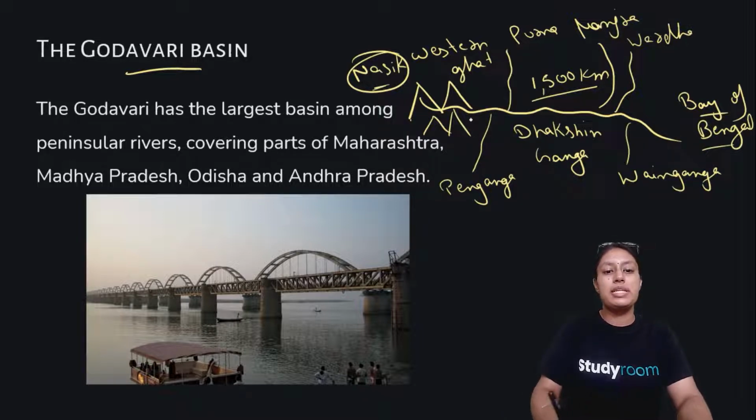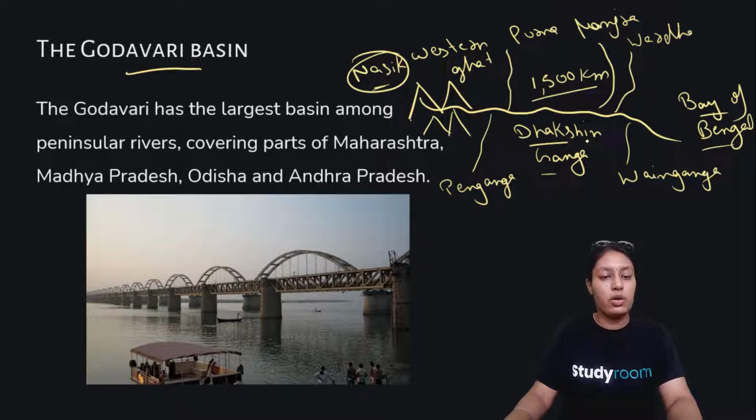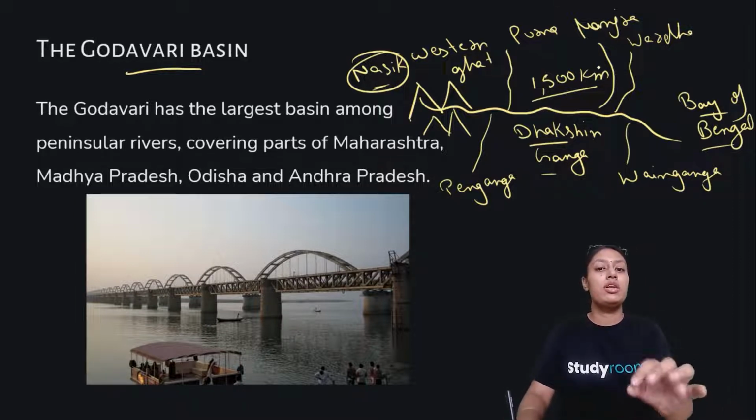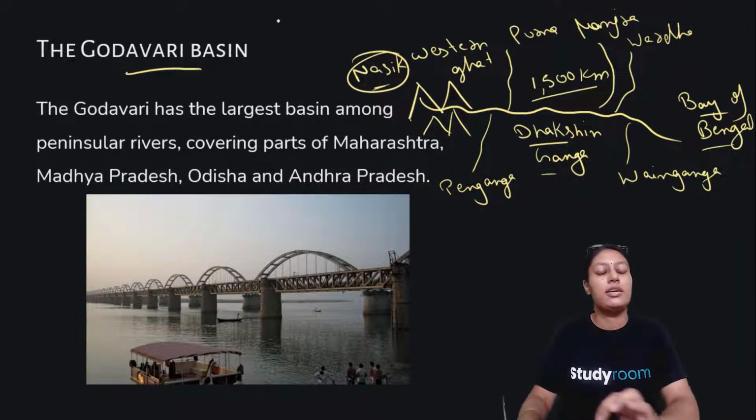Right, Godavari Basin. Godavari Basin originates in the Western Ghats. It basically originates in Nasik, in the Western Ghat, and it flows till the Bay of Bengal. Godavari River is one of the largest rivers among Peninsular Rivers, which is why it is also called Dakshin Ganga. The length and the area that it covers is 1500 kilometers.